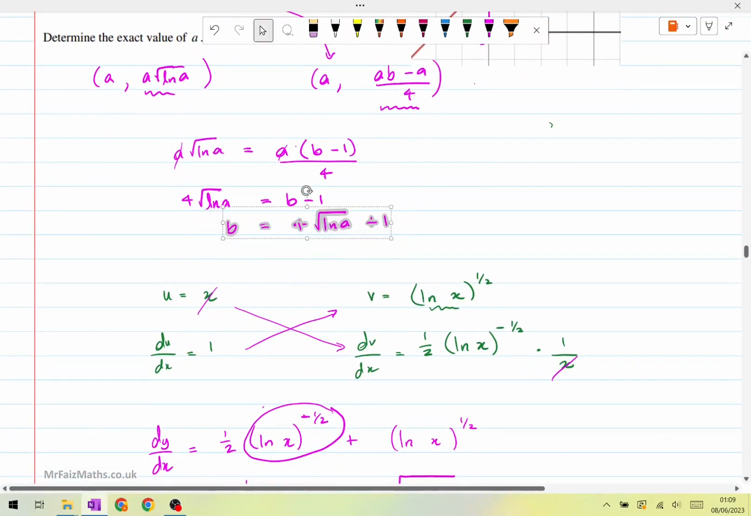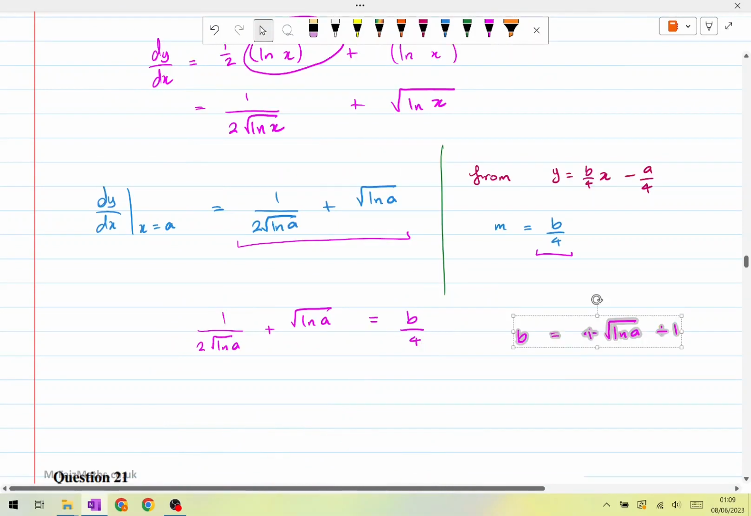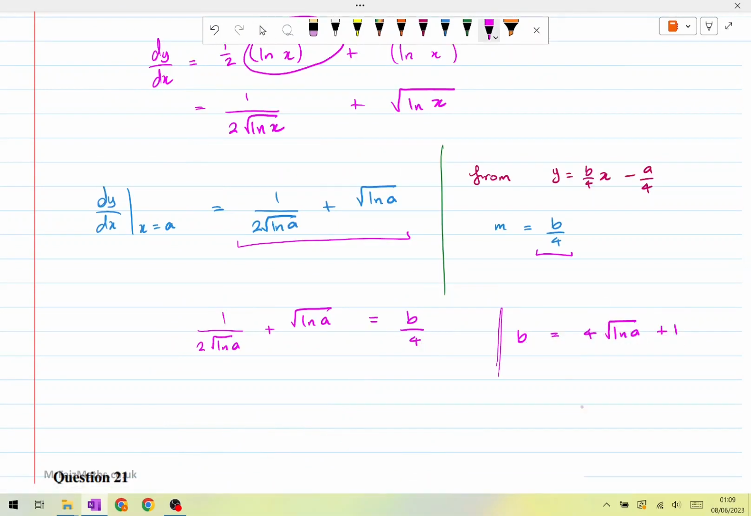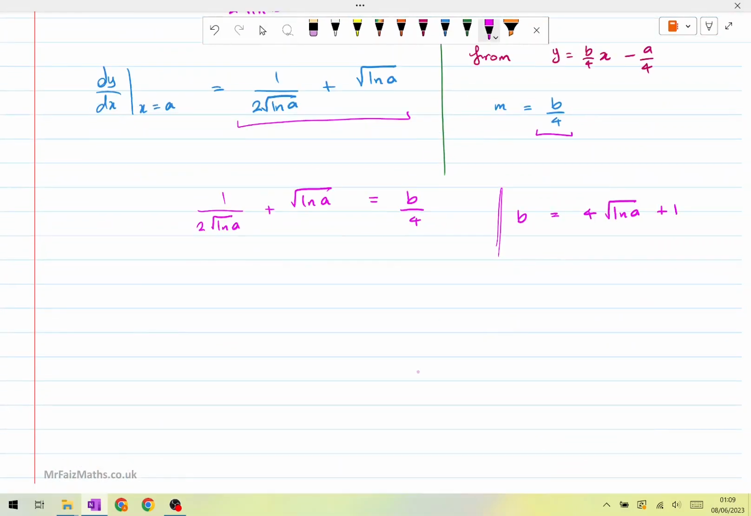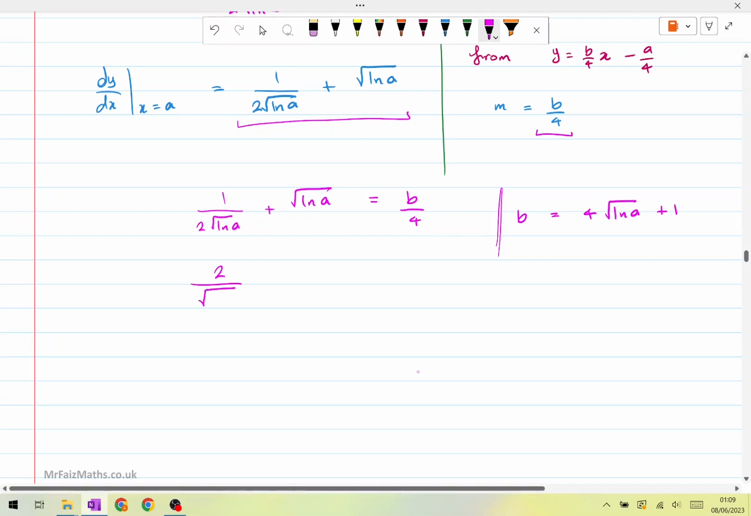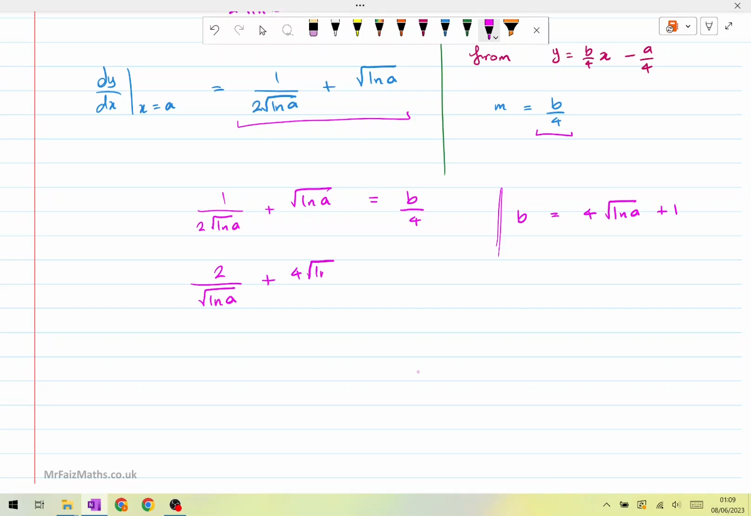But what we showed before is that b is equal to this expression. If I just copy that down here, we already showed that b is given by this, so I can replace b by that term. But before doing that, what I'll do is multiply all of this by 4 first. So that would give us, multiplying by 4, 4 divided by 2 will give us 2 over square root ln a plus 4 square root of ln a is equal to b. But b is the same as this, so I'll replace this bit by 4 square root of ln a plus 1.